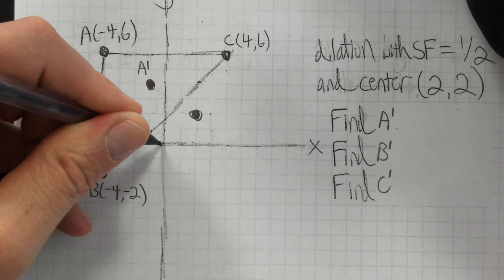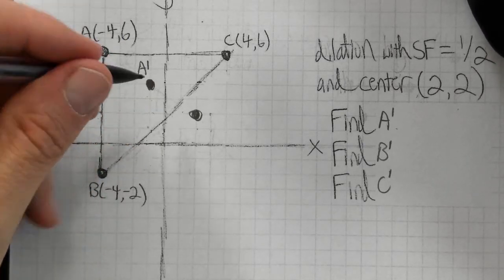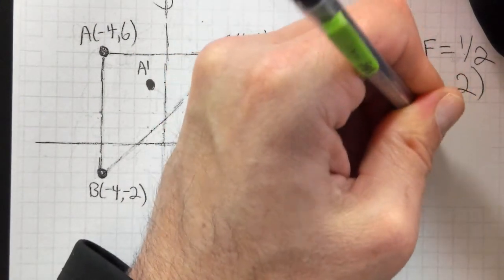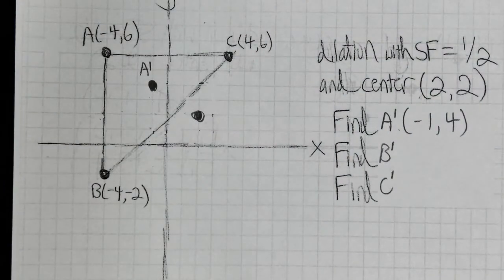We can count the coordinate now. 1, 1, 2, 3, 4. So that's going to be at -1, 4. Okay, so we're in good shape there. And let's try the next one.